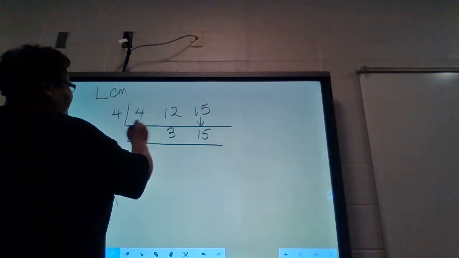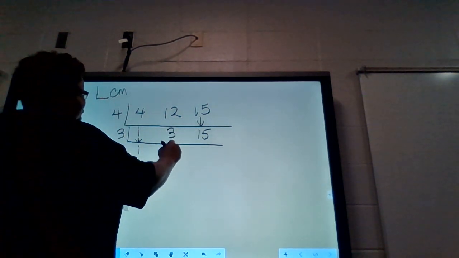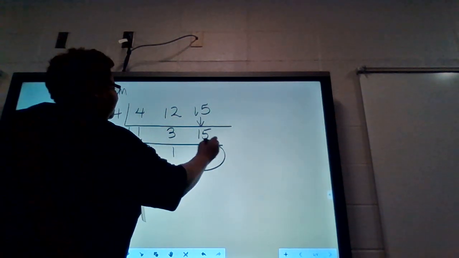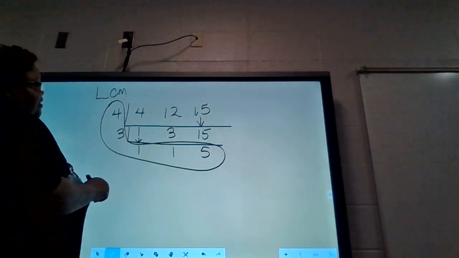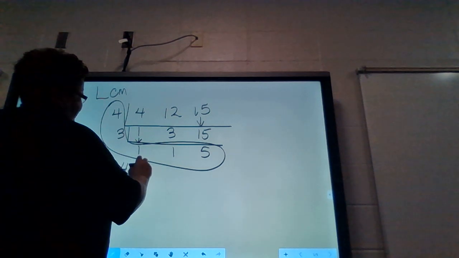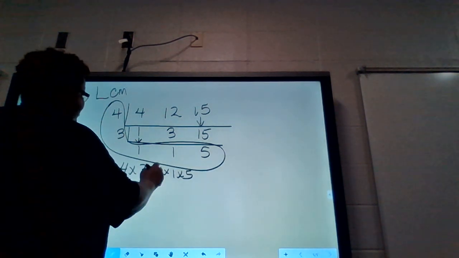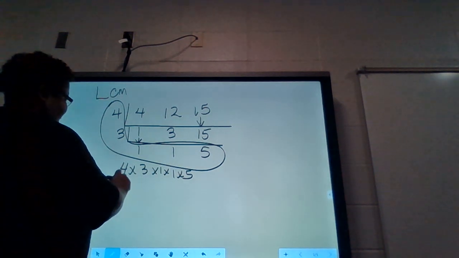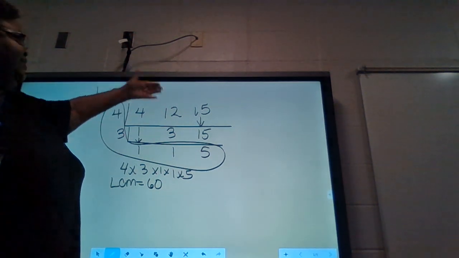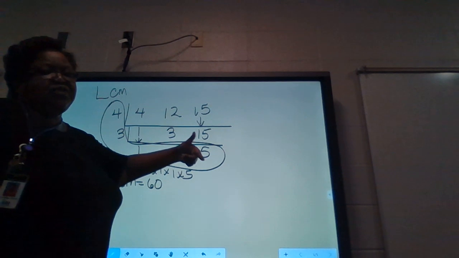Now again, my cake. 3 and 15, 3 goes into both of those. It does not go into 1, so we're going to pull that down. 3 goes into 3 one time, 3 goes into 15 5 times. Multiply all of this, and that's your LCM. 12 times 5, that's 60. So with LCM, if it does not go into it, you just pull it down. So you see how that's different from GCF?